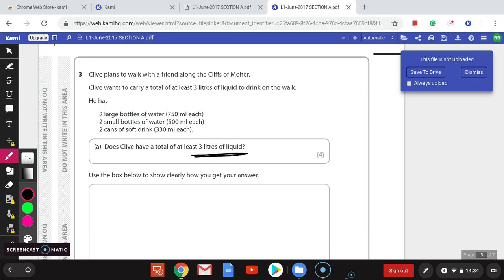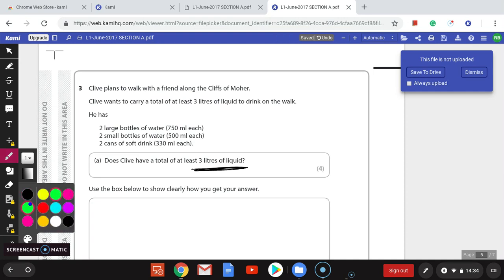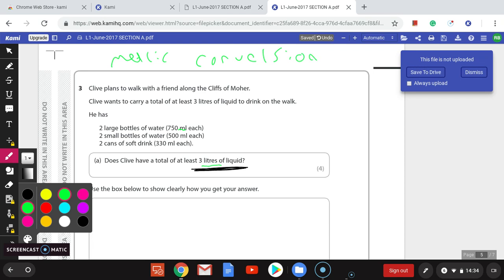Right, hopefully your teacher will have emphasised with you the need to recognise when there are different units in a question. And here you can see we have millilitres, but here they want us to work with litres. So this is what we call a metric conversion question, and they happen pretty much on every test paper. So what we need to do is work out 2 bottles of water, 750ml, comes to 1,500ml.